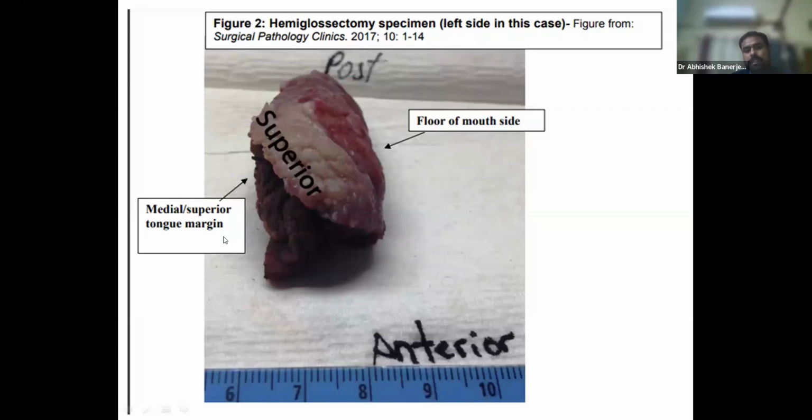See, this is the deep area which is taken. So this was actually the lesion which was there, and beneath this is the floor of the mouth. So this is the anterior, and this is posterior. This is how the orientation should be done.